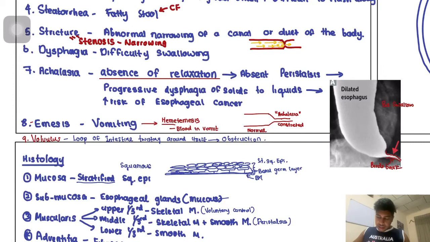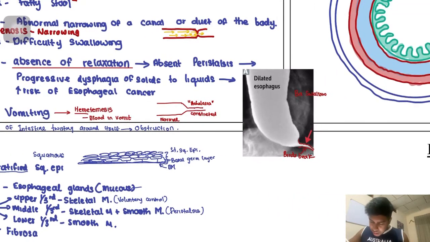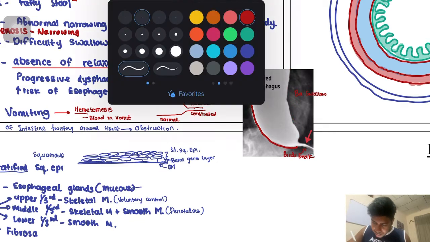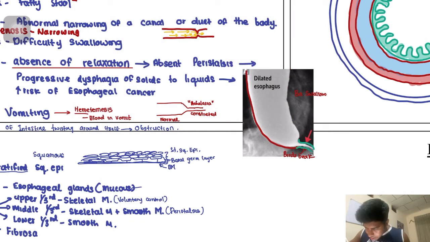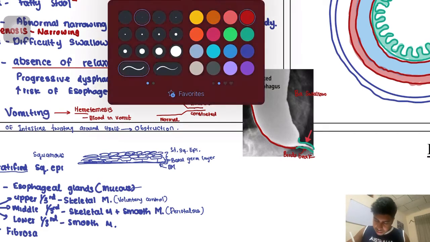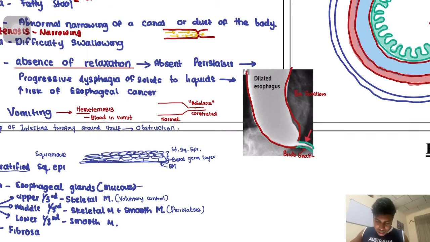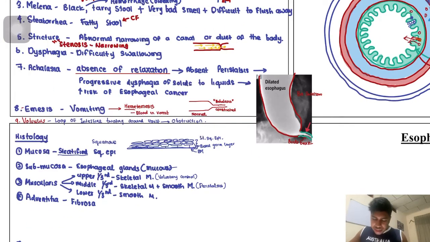Next, we have a condition of the esophagus called achalasia, that is the absence of relaxation. So we have the normal esophagus here, and we have a part of it which is contracted. Achalasia is the absence of relaxation. So what happens then? When there is no relaxation, peristalsis cannot occur. The movement that pushes food along the tract cannot occur here.